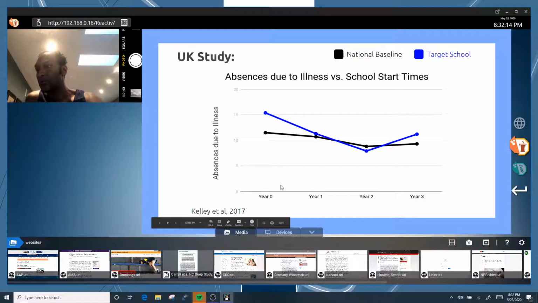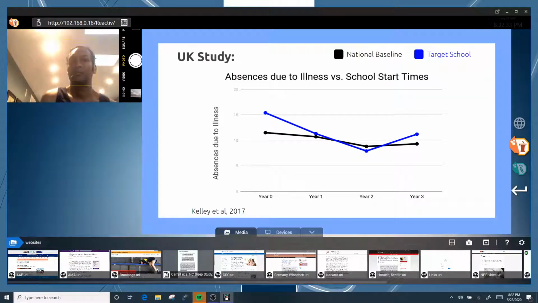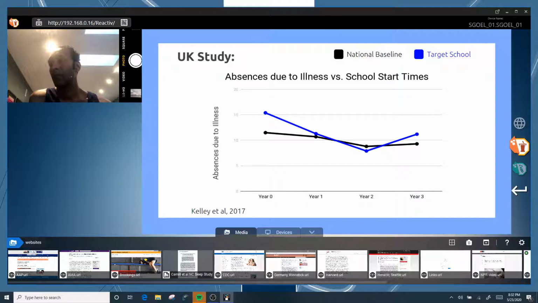they monitored the absence due to illness, so there was no change in the school start time. In year 1, this was the first year that they installed a delay in school start times. And so as you can see, the absence due to illness decreased compared to the national baseline. And then in year 2, that was the second year that they had a later school start time.